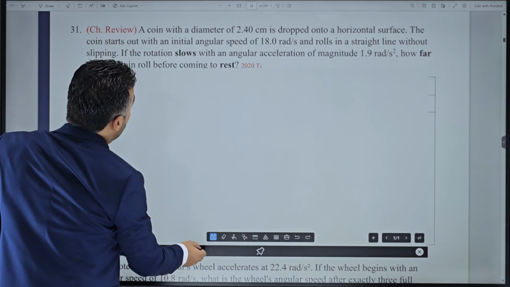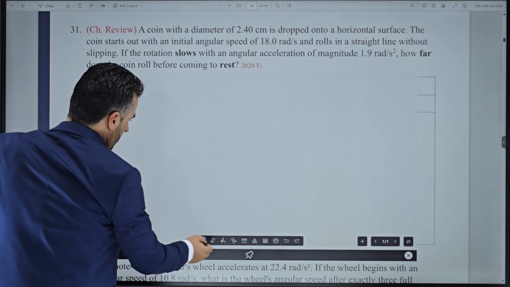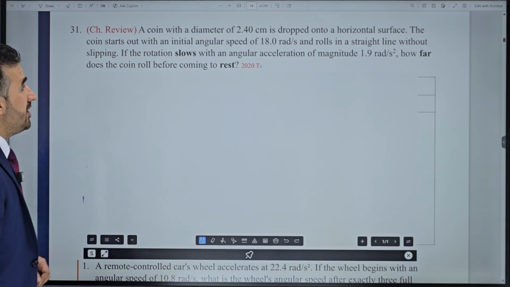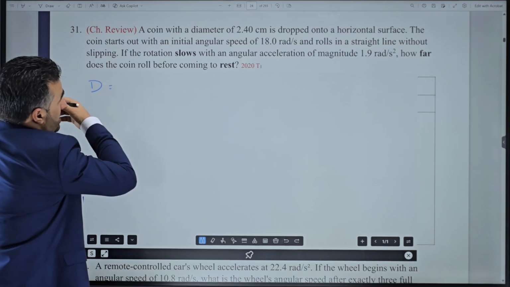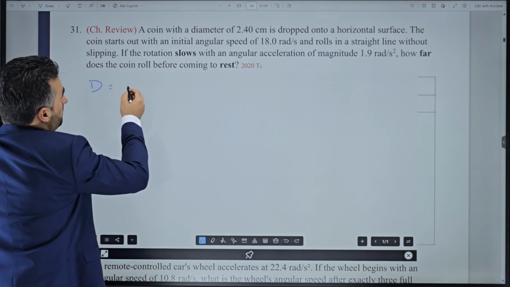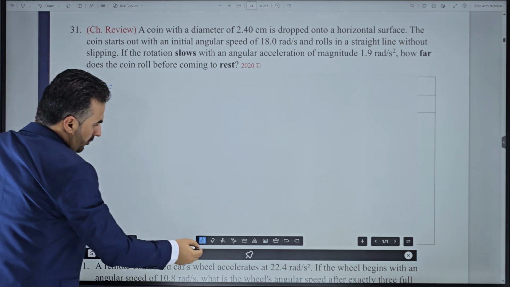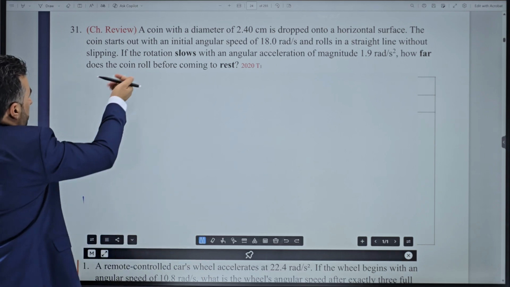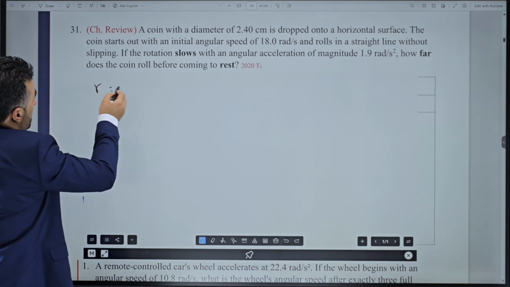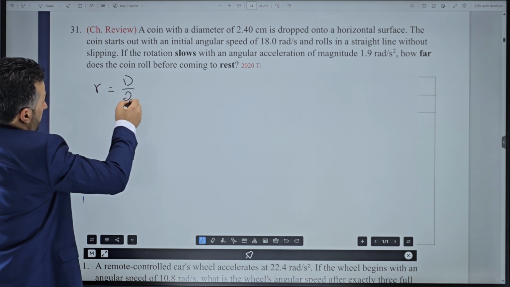All right. So first of all, let's write what is given and what is unknown. Once again, the first thing that we're given is the diameter, yes? What is the diameter? It is 240. Okay, 240. How about we just find the radius at this point? We'll just say the radius is equal to the diameter divided by 2.